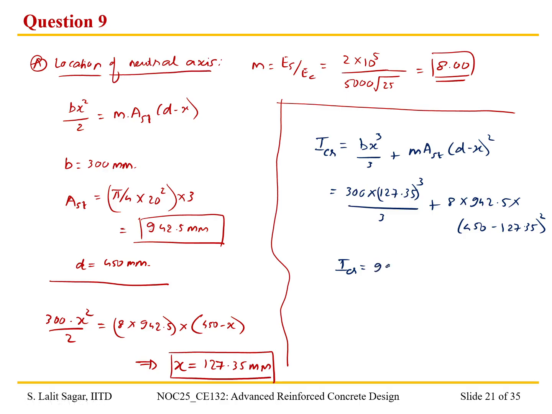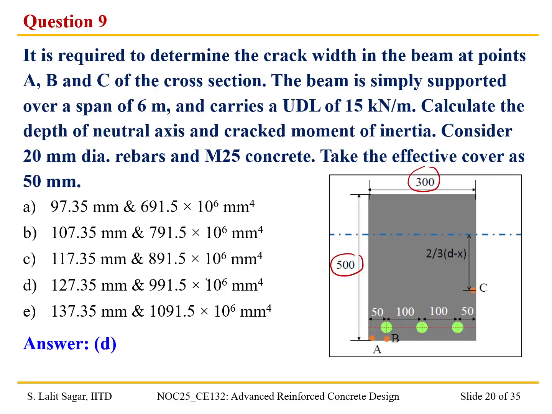991.47 into 10 to the power 6 mm power 4. This is the value of the cracked moment of inertia. So option D here is the correct response. For the given cross section, the depth of the neutral axis is 127.35 mm, and the cracked moment of inertia is 991.5 into 10 to the power 6 millimeter power 4. Okay, we'll proceed to the next part of the question.